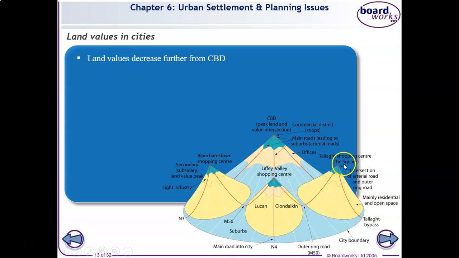Now, Blanchardstown, Liffey Valley, and Tallaght are three shopping centres on the outskirts of Dublin that are already in lower class housing areas. But if you look at Dundrum, for example, the putting in of the shopping centre in Dundrum has increased the value of houses there. So it just depends.